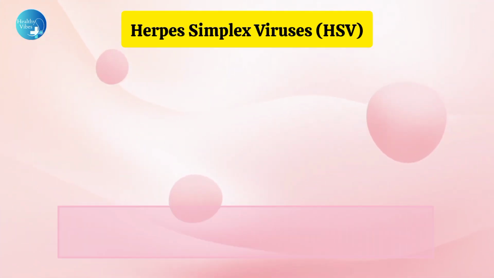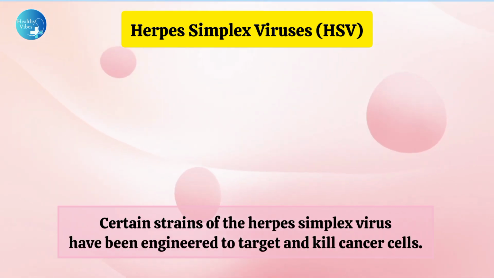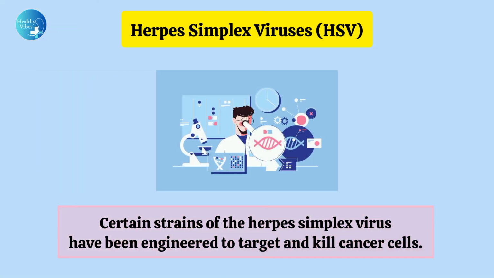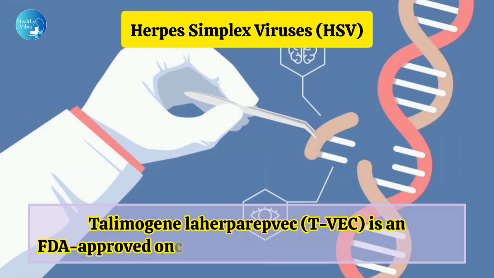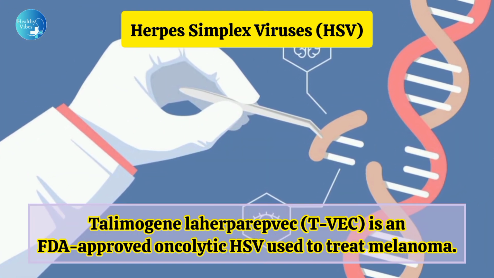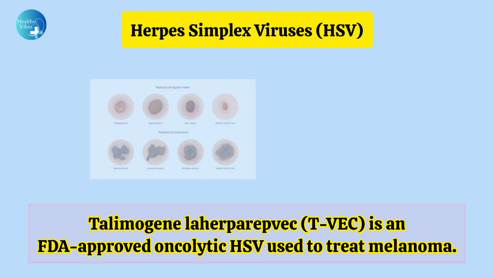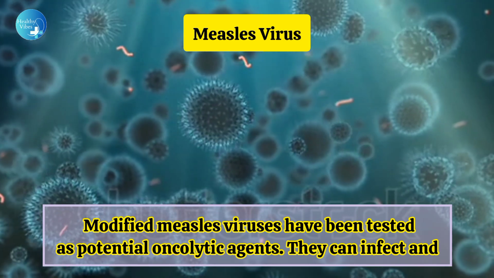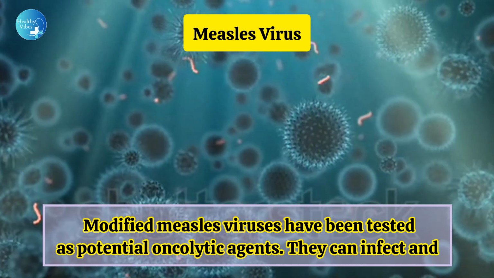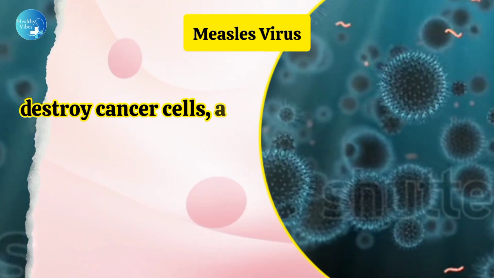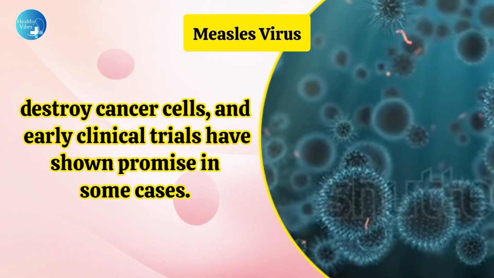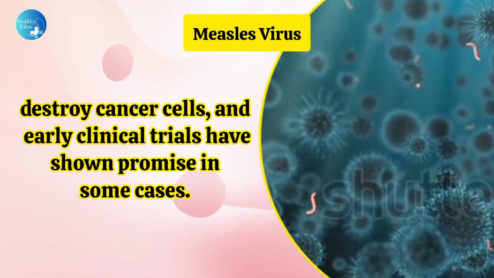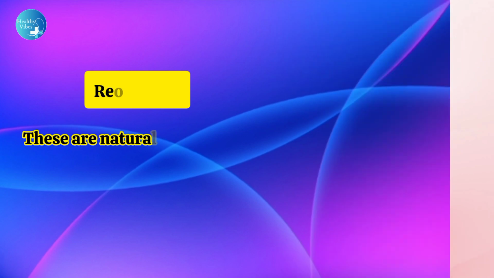Herpes simplex viruses, HSV. Certain strains of the herpes simplex virus have been engineered to target and kill cancer cells. Talimogene laherparepvec, T-VEC, is an FDA-approved oncolytic HSV used to treat melanoma. Measles virus. Modified measles viruses have been tested as potential oncolytic agents. They can infect and destroy cancer cells, and early clinical trials have shown promise in some cases.